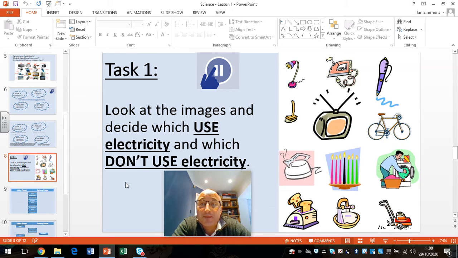Okay, the lamp uses electricity, as does the iron. The pen doesn't, the brush doesn't, the TV does, the bike doesn't, the kettle does, the candles don't, the washing machine does, the toaster does, the tap and bowl don't, and the lawnmower does.